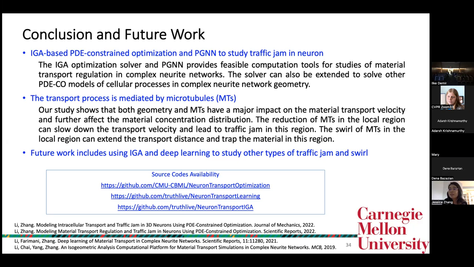So those are very interesting studies for the traffic jam in the simulation, in the computation. And there are a lot of interesting open problems for this area. It's still in the early stage. And there are many other types of traffic jams. As we mentioned earlier, there is another category of traffic jam introduced by motors. So this could be modeled in our system by setting proper attachment rate and detachment rate. So that could be a direction for our future work.